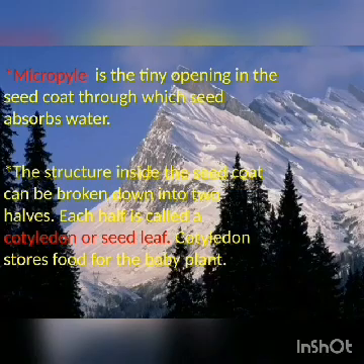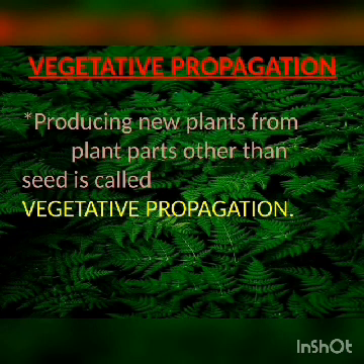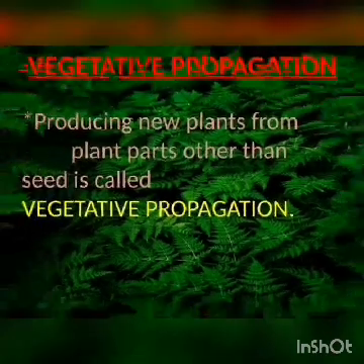The structure inside the seed coat can be broken down into two halves. Each half is called cotyledon or seed leaf. The cotyledon stores food for the baby plant. Producing new plants from plant parts other than seed is called vegetative propagation.